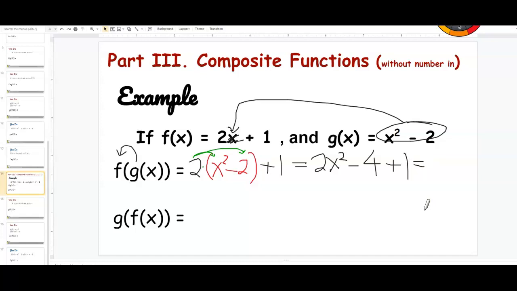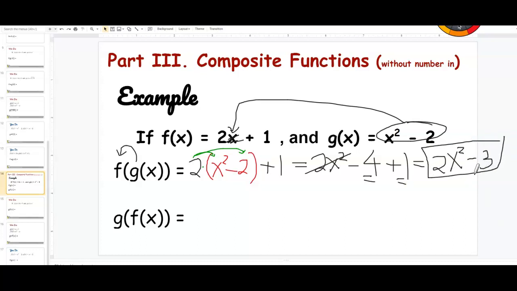Finally, check for like terms. Okay? X squared, nothing you can do with it, it's a single guy, copy it down. And on the back you have 2 numbers. They're the same kind, you can combine them. -4 plus 1 is -3. And that's it.